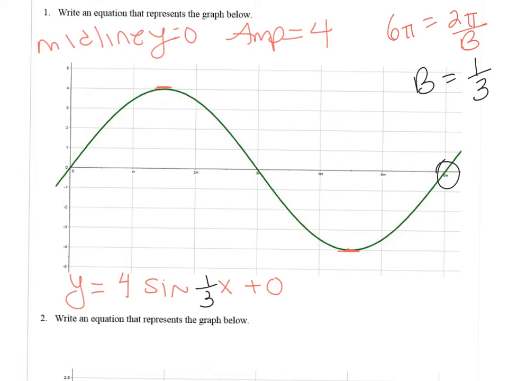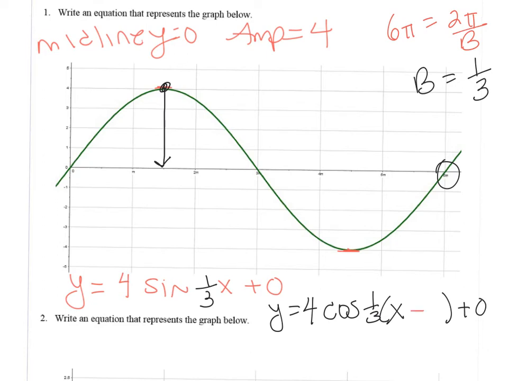Now for the cosine function, we want to look at where a maximum starts, and that's right here. And now we have a shift to the right. So when I go to write my cosine function, everything's going to be the same, except I now have a shift to the right. So that's minus some x value. Let's see, what is halfway between pi and 2 pi? We can find the midpoint, add up the values, so pi plus 2 pi is 3 pi divided by 2.